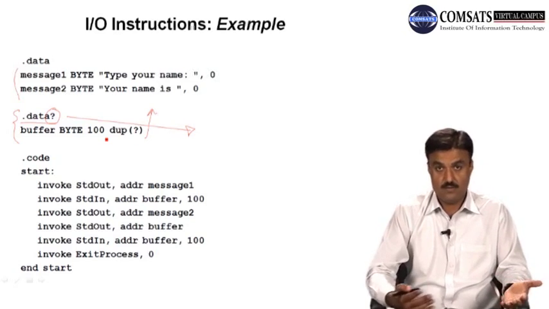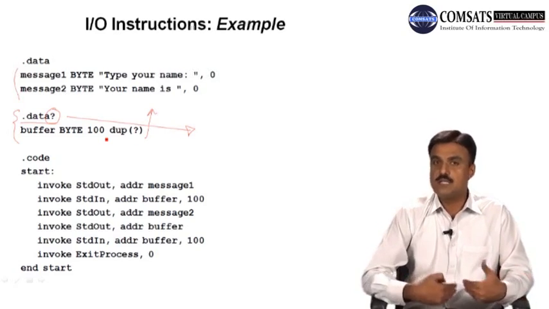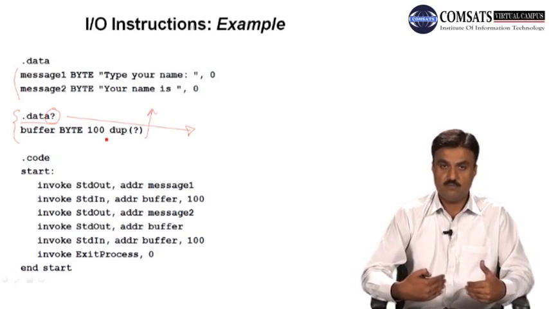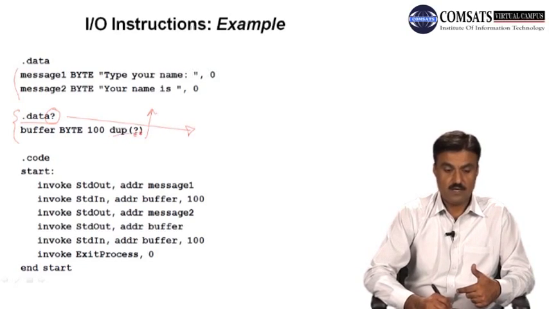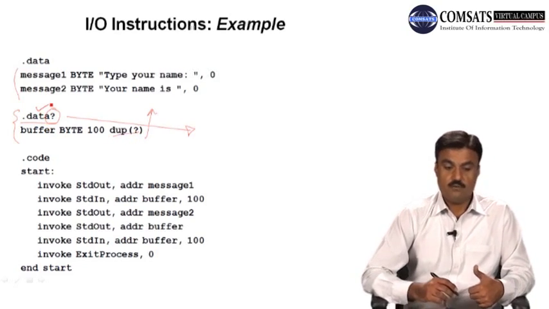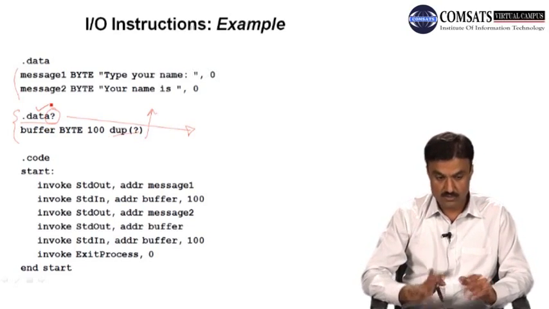We don't know what the value is, because we are just reserving this area, and we will receive the value from the keyboard. So we define it as undeclared data, and we use .data? with a question mark. That was about this one.